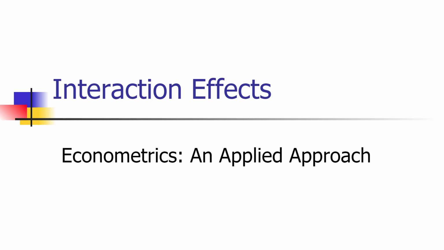Up until now, we've been assuming that each of the independent variables has a direct impact on the dependent variable that's independent of the effect of other variables. In this video, we're going to talk about what happens when there's some degree of interaction among the variables.